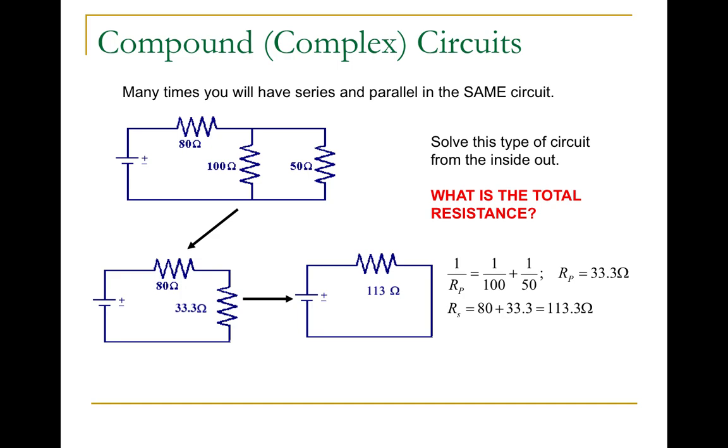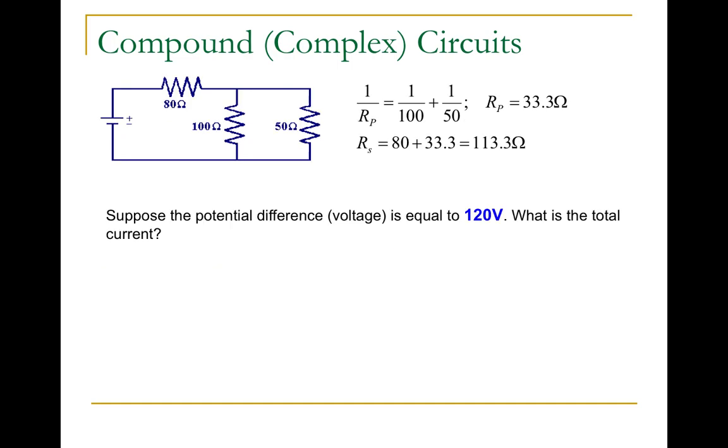Okay, and here's the work for all of that. So now I can use that as my equivalent resistance for the entire circuit and find the potential difference, or the voltage drop, for each resistor, but I can also find the current. So suppose the potential difference is equal to 120 volts. We could find the total current of the circuit. Using Ohm's law, we get 1.06 amps.